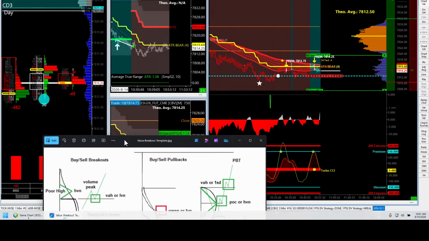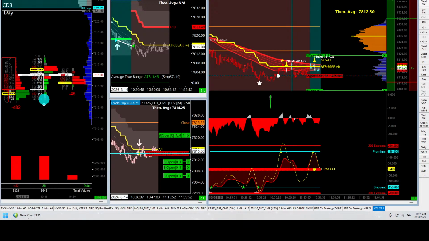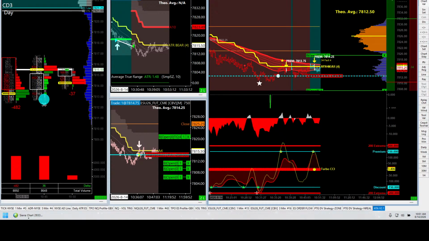All right, so this is something that you'll be able to take forward. Let me pass the image along to you. Put it in your playbook. There it is. Breakout template, profile or value breakout template. Put it in your playbook.